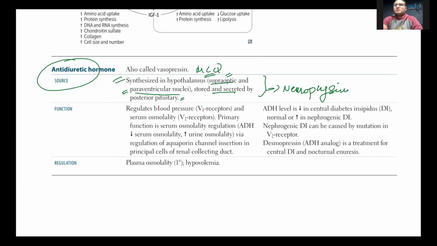Neurophysin protein. Next, we will discuss the function. What is the function of antidiuretic hormone? It regulates blood pressure via the V1 receptor, and it regulates serum osmolality via the V2 receptor. Vasopressin has V1, V2, and V3, but V3 is not very important. We will discuss V1 and V2. V1 is present on the blood vessels, so it causes vasoconstriction. And serum osmolality is V2.